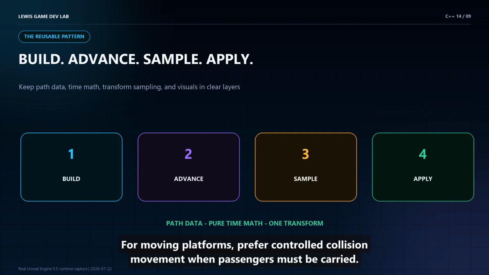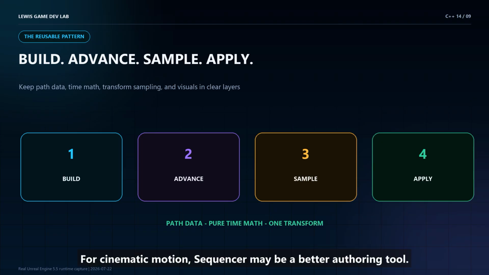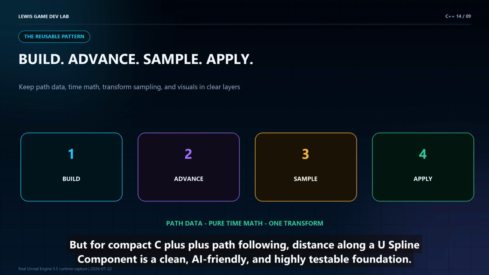For moving platforms, prefer controlled collision movement when passengers must be carried. For network games, replicate authoritative state rather than trusting independent client ticks. For cinematic motion, Sequencer may be a better authoring tool. But for compact C++ path following, DistanceAlongSpline component is a clean, AI-friendly, and highly testable foundation.